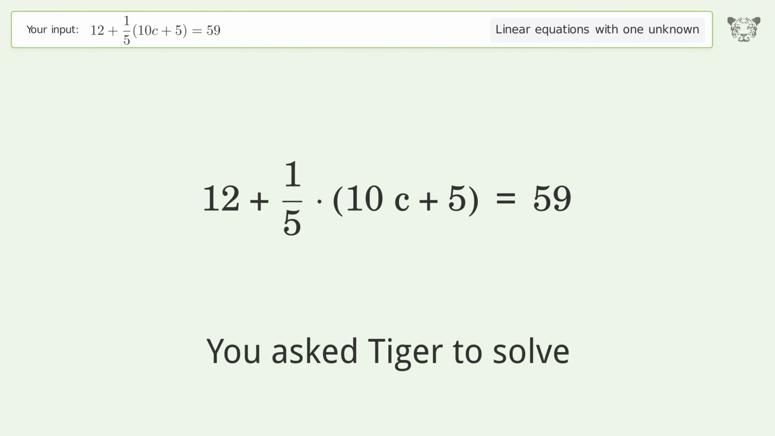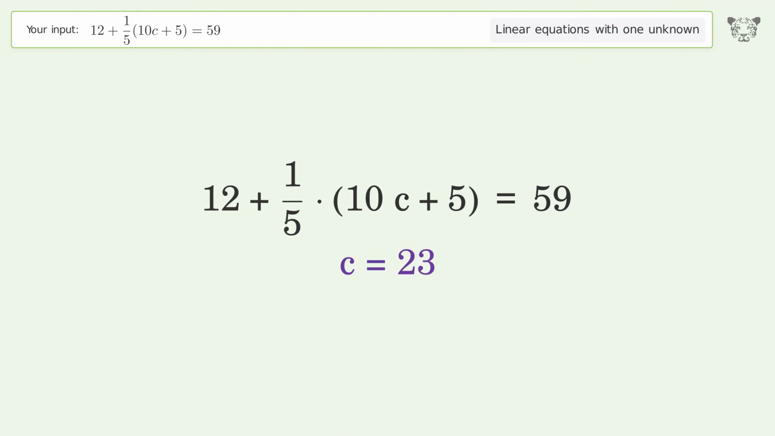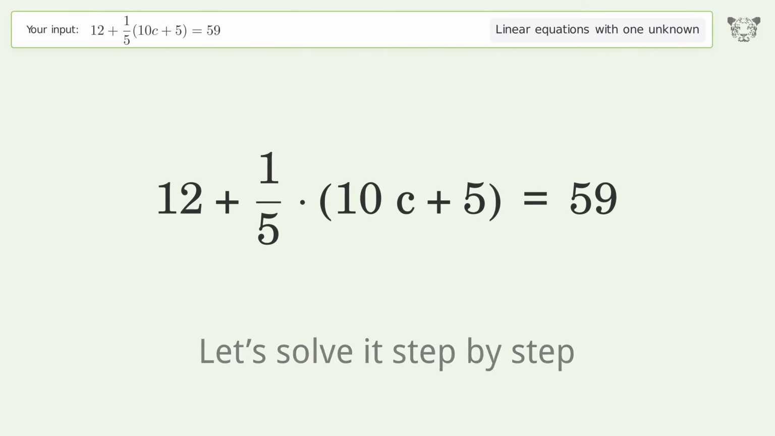You ask Tiger to solve. This deals with linear equations with one unknown. The final result is c equals 23. Let's solve it step by step.